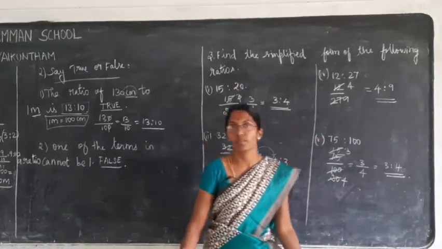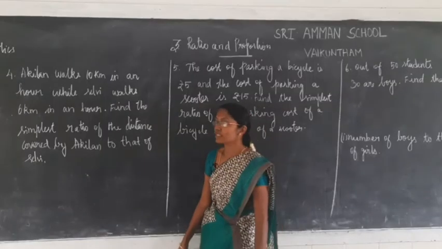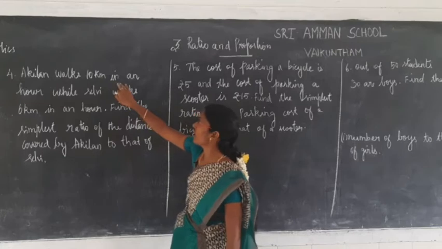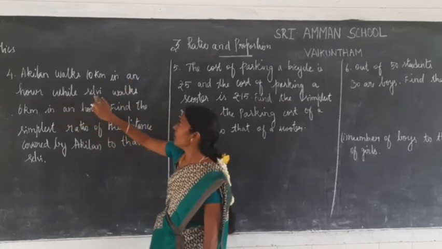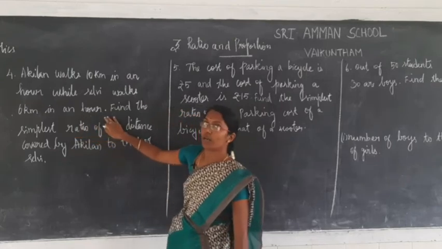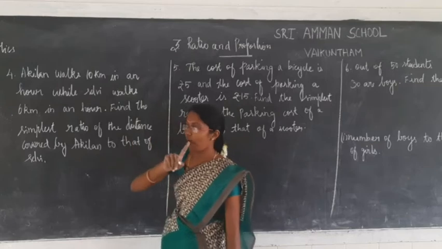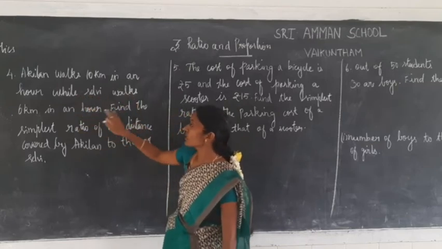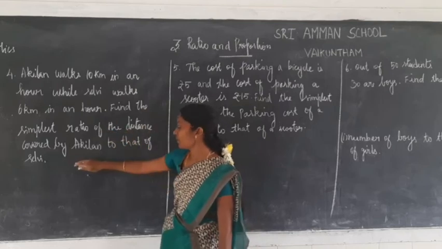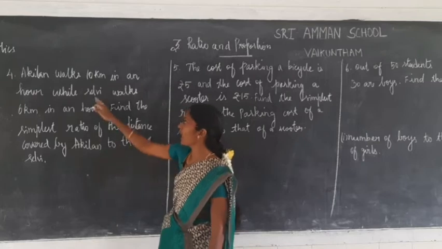Okay, clear how to simplify a problem? So the next question: Akhilan walks 10 km in an hour while Selvi walks 6 km in an hour. Find the simplest ratio of the distance covered by Akhilan to that of Selvi. We have to find the ratio between Akhilan and Selvi.